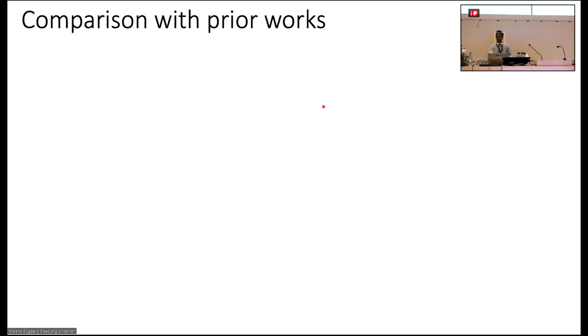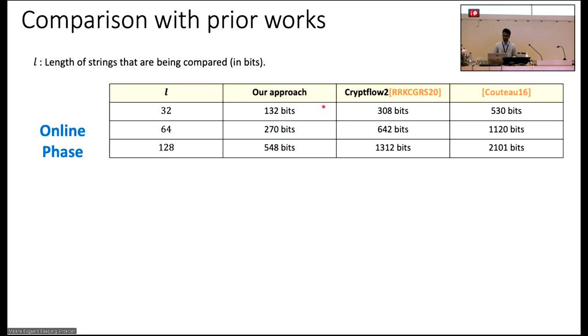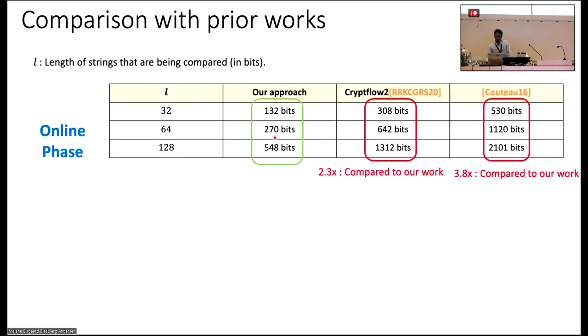Okay, so let's do a concrete comparison with prior works. So small l will represent the length of strings that are being compared in bits. We compare our work with prior work by Rathee et al. called CryptFlow2, and also a work by Kolesnikov et al. from 2016. On the column here, you can see the length of the bits. As you can see, in our online phase, we are 2.3 times better than previous work by Rathee et al. and 3.8 times better than Kolesnikov 16.